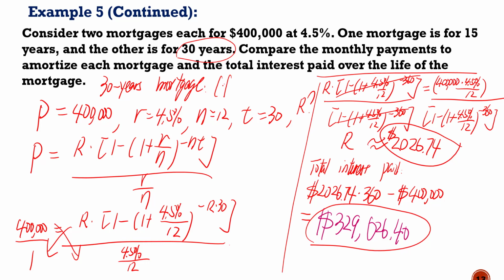So again, these are all fixed mortgages. And those are the popular mortgages in the market right now.